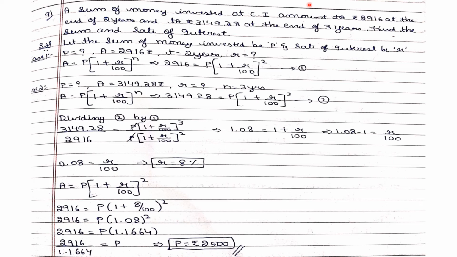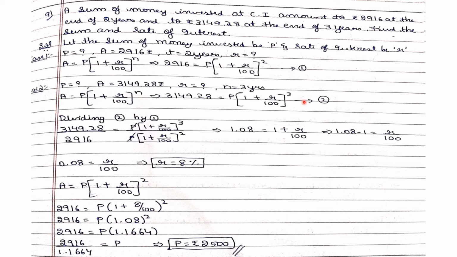So first you will write whatever information is given. Here you don't know what the sum of money is, so you have to calculate the principal value. So A is equal to P into 1 plus R by 100 to the power of n. You have the amount value and whatever is given, you write the same and call it equation 1. And for case 2, whatever is there, write the same thing and call it equation 2.